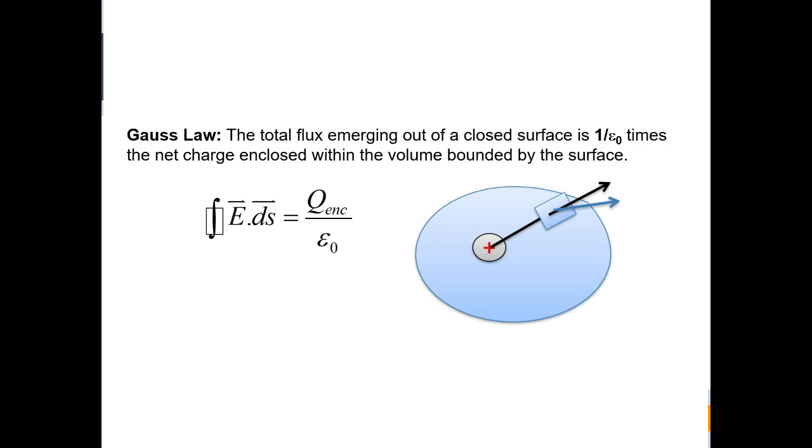This is the Gauss law, and the exact statement is: the total flux emerging out of a closed surface is 1 by epsilon 0 times the net charge enclosed within the volume bounded by the surface. The important point to note is that the charge should be enclosed within the surface, because if the charge is outside the surface, it would not contribute to any flux emerging out of that volume.